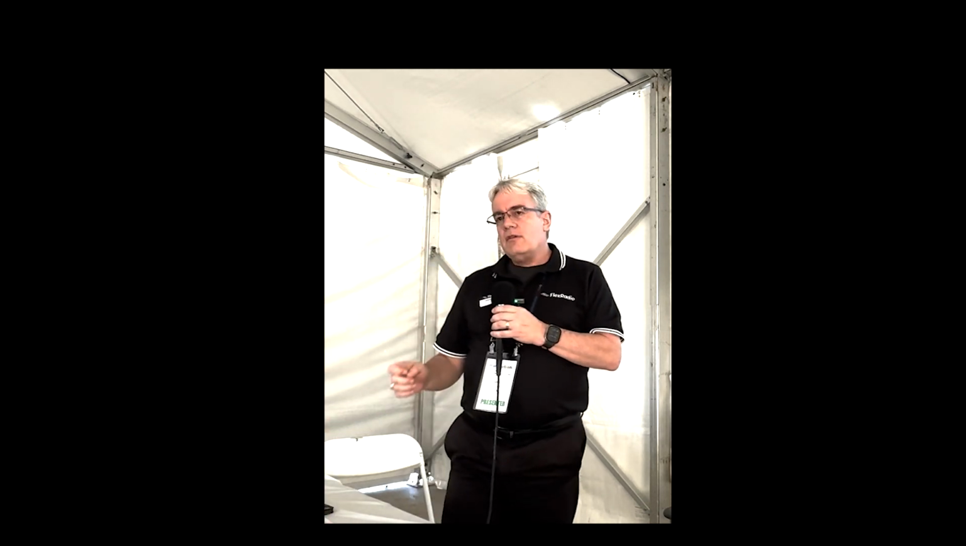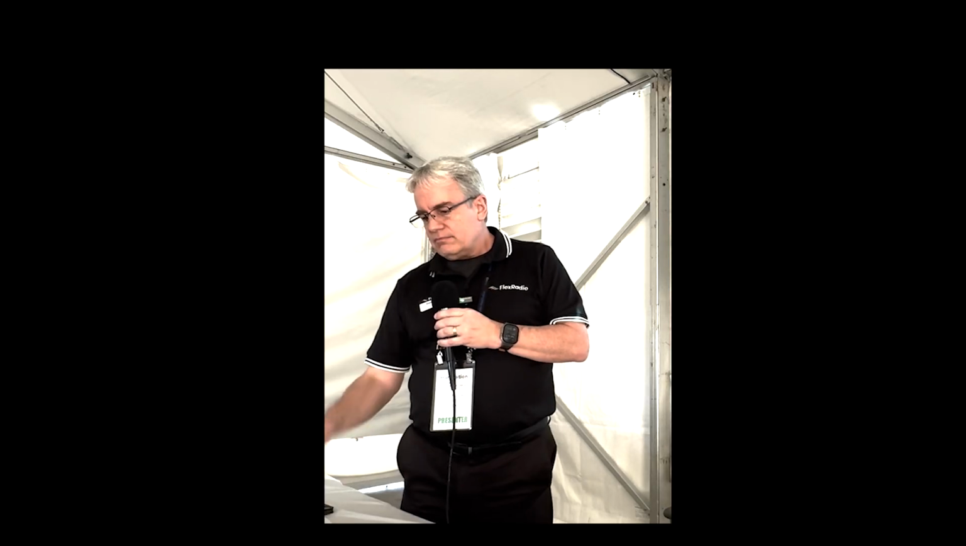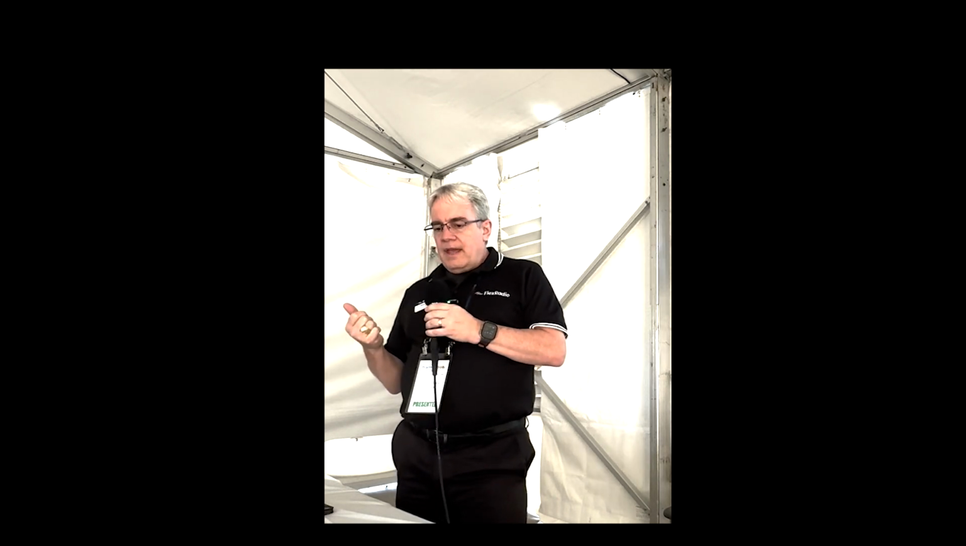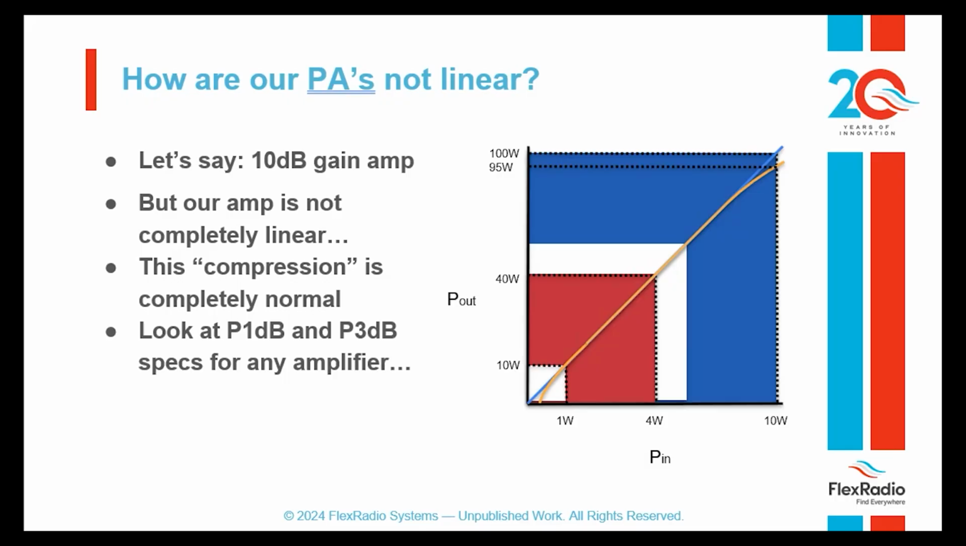All right, in the FCC rules, Part 97.307, there's emission standards, and it actually says the station transmitter must be reduced to the greatest extent practicable. So anyway, the FCC says you want to get rid of this stuff if you can. If you can't, you can't. So I want to explain why this happens and what we can do to fix it. We're going to take a fictitious amplifier here and show you how it works. On the x-axis here we have power in, and on the y-axis we have power out. And this horizontal line is our ideal linear amplifier.